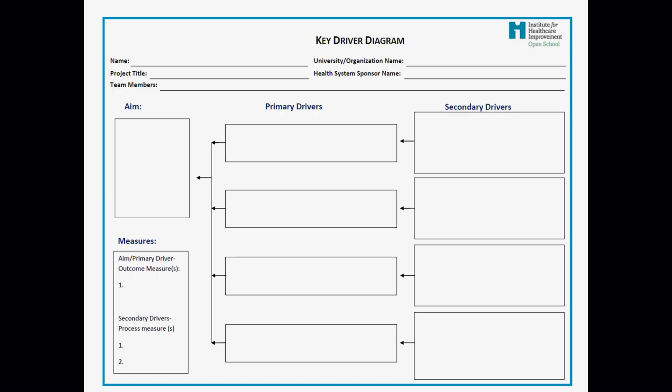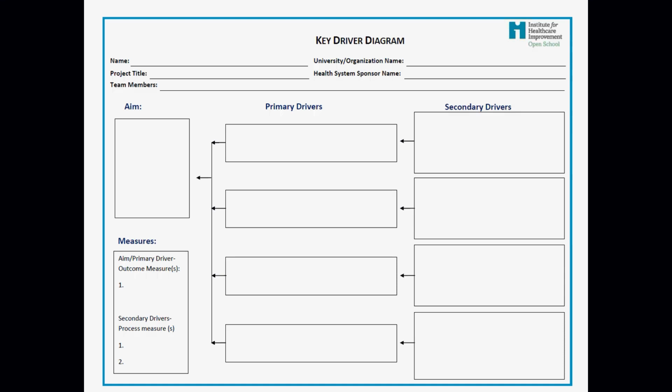Now, there's a couple of tools that we'll be sending out. This is a blank sheet that can sometimes help as you're trying to come up with your own key driver diagrams. This is from the Institute for Healthcare Improvement, where you can write in your aim and measures and primary drivers and secondary drivers.